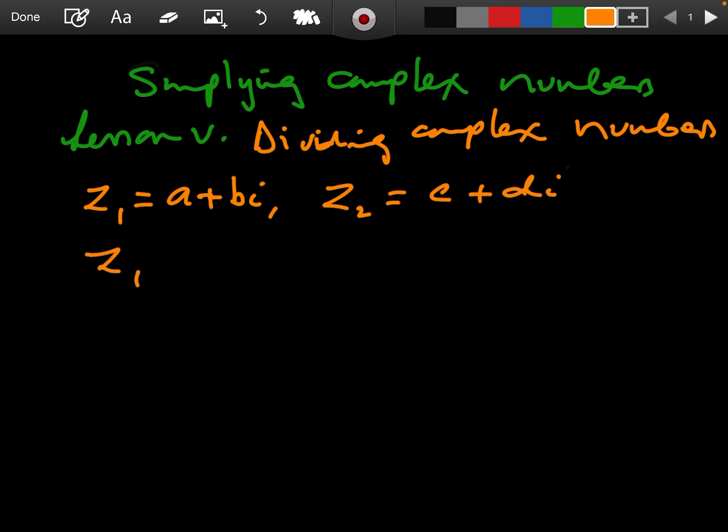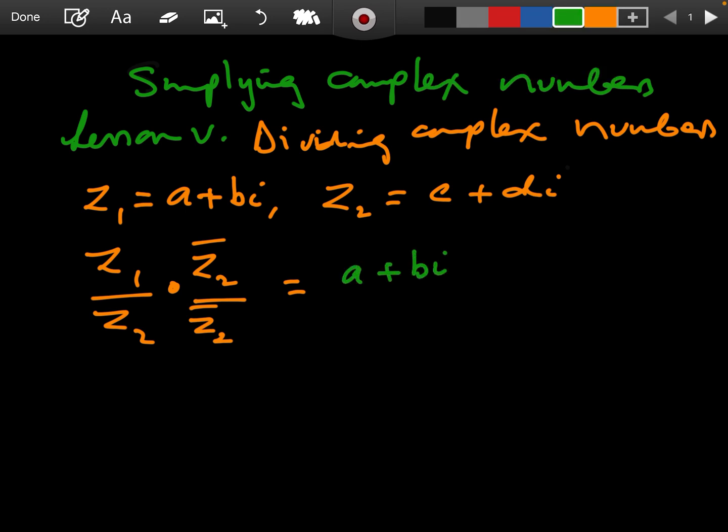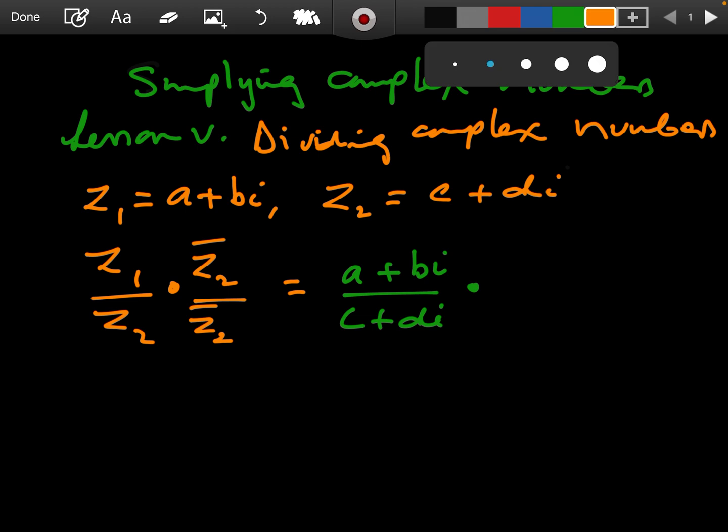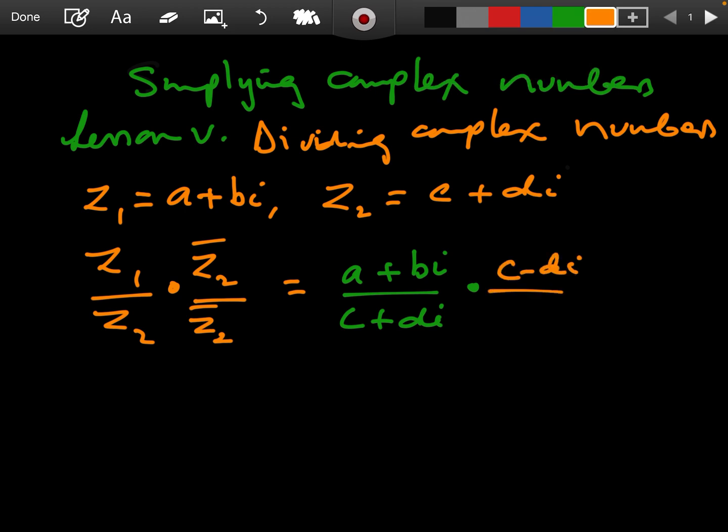So to divide z1 divided by z2, we need to multiply both the numerator and the denominator by the conjugate of the denominator, z2 conjugate. So this will be a plus bi over c plus di times the conjugate of the denominator, which is c minus di all over c minus di.